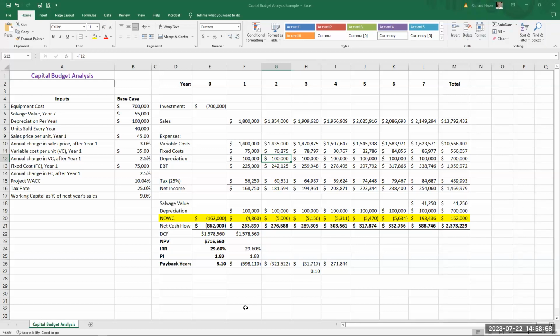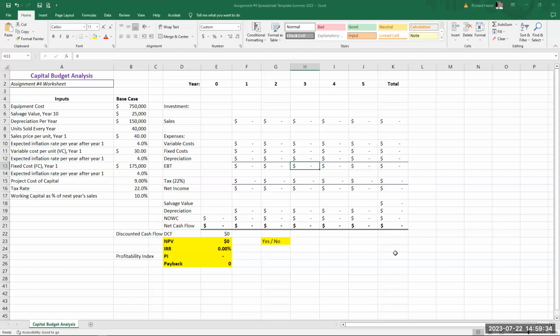On this sample, you have sales price per unit year 1 is not represented. Well, excuse me, let me go down. Gathering my thoughts. Okay. Expected inflation rate per year after year 1 is on the assignment number 4. Is that because it's duplicated twice on the spreadsheet for the assignment number 4? Is that first one supposed to be annual change in sales price?